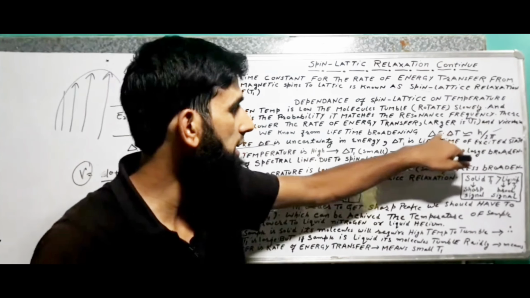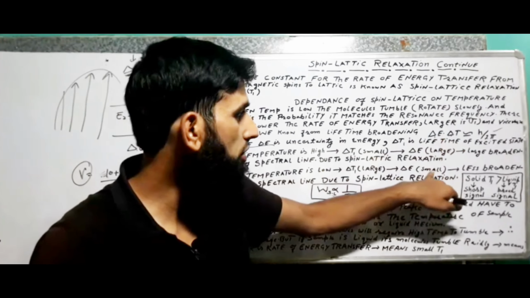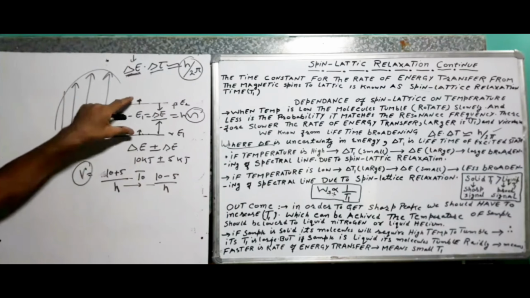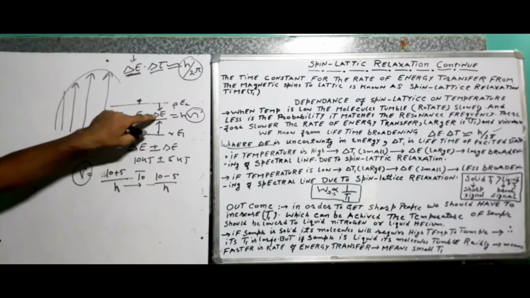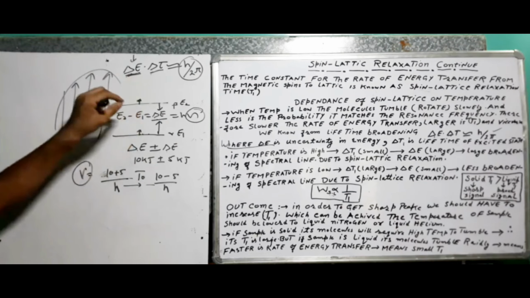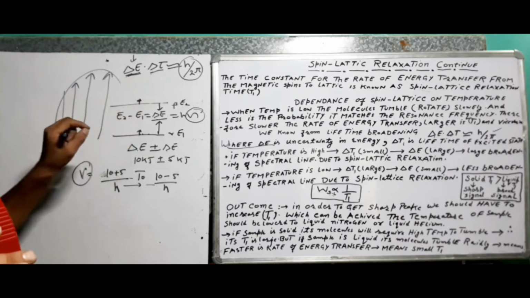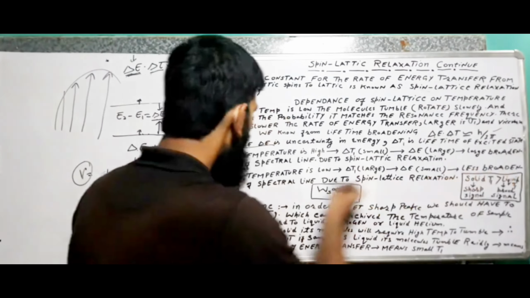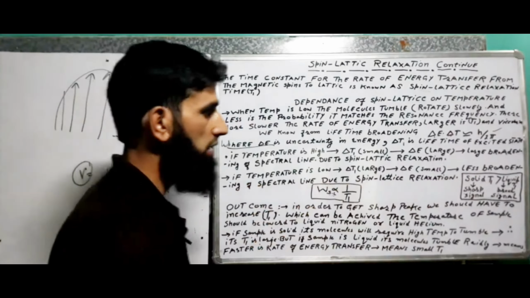From the evaluation, this delta E has to become small. When delta E becomes small, there is less broadening, because that means we are going towards the exact value of delta E. We are not moving towards the uncertainty. There is less uncertainty. That means a smaller number of frequencies is absorbed, and we get a sharp peak. So I have written here: less broadening of the spectral line due to the spin-lattice relaxation process.